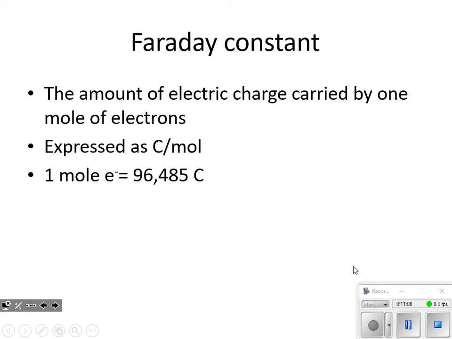So the 96,485 coulombs per mole is what we can use to convert from coulombs to a number of electrons.